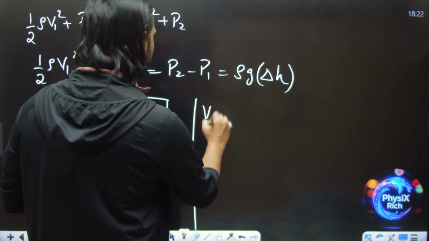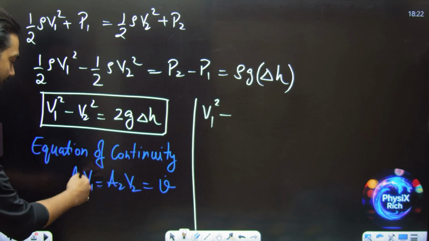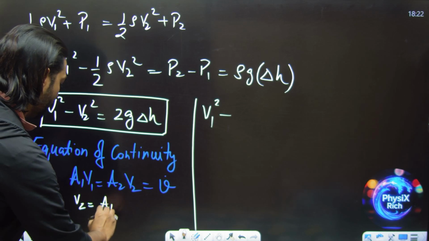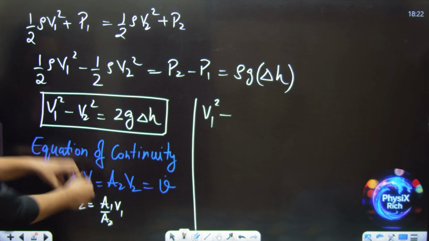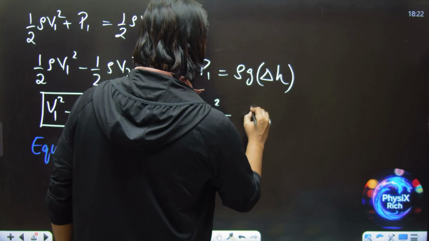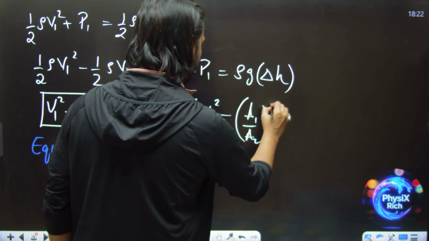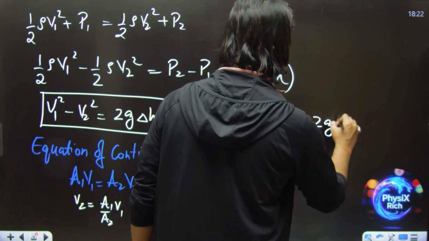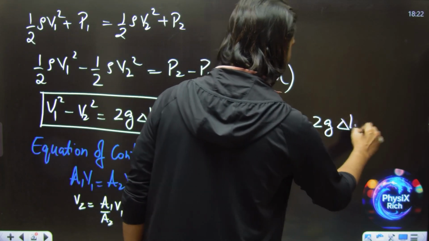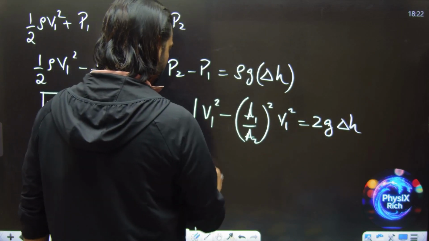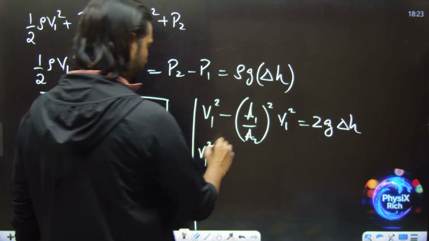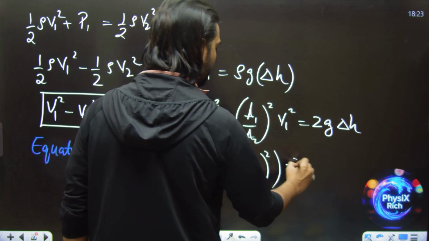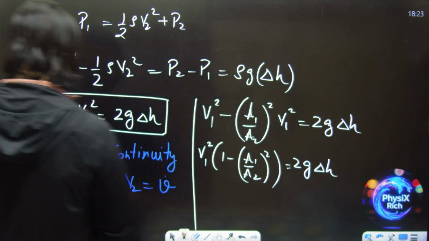We get V1 square minus, now I'm going to put V2 as A1 upon A2 times V1. So let me just put V2 equals A1 by A2 times V1. Put here A1 upon A2 times V1. It's a square, so I've given it a square. So this is 2g delta h. Take V1 square common. So V1 square times 1 minus A1 by A2 square is 2g delta h. All right.